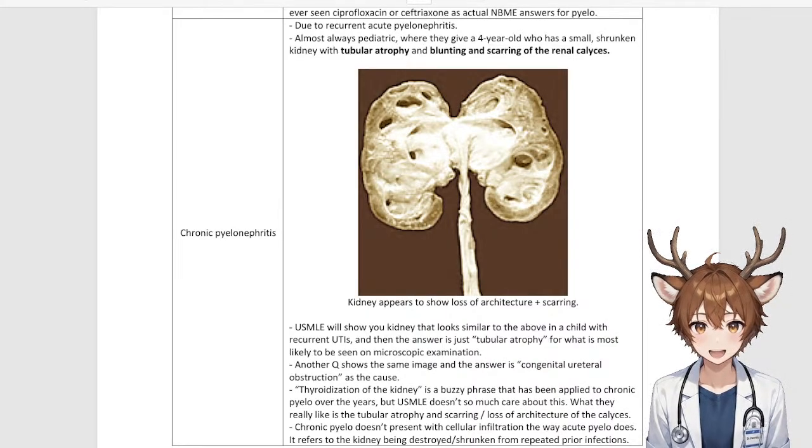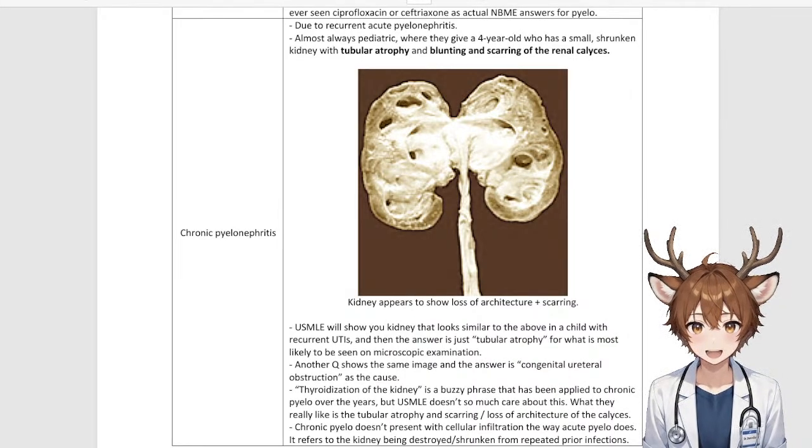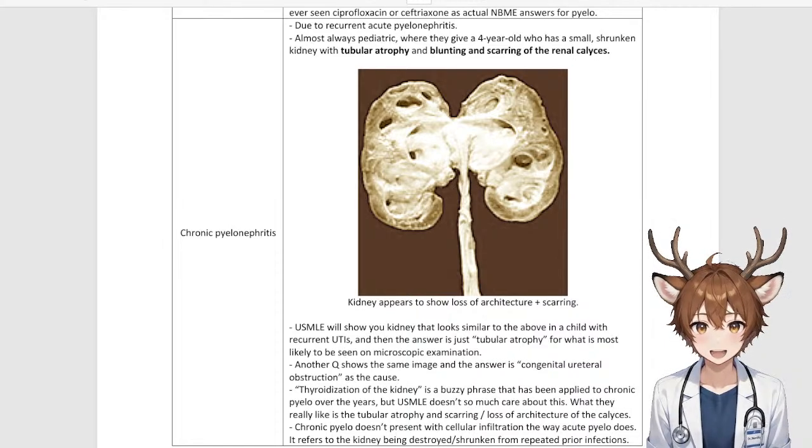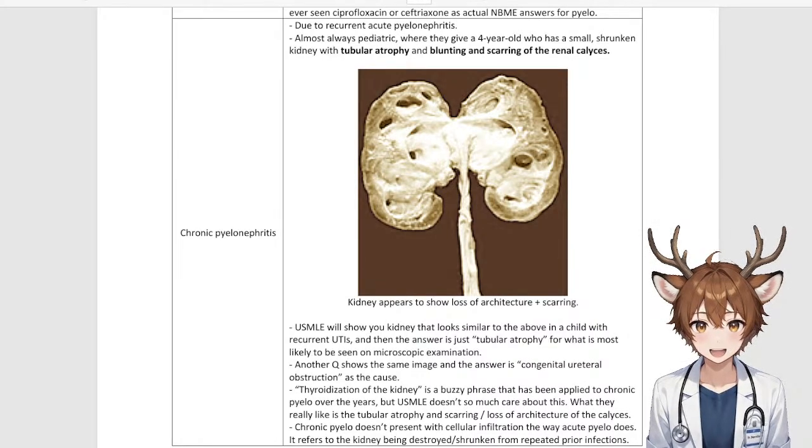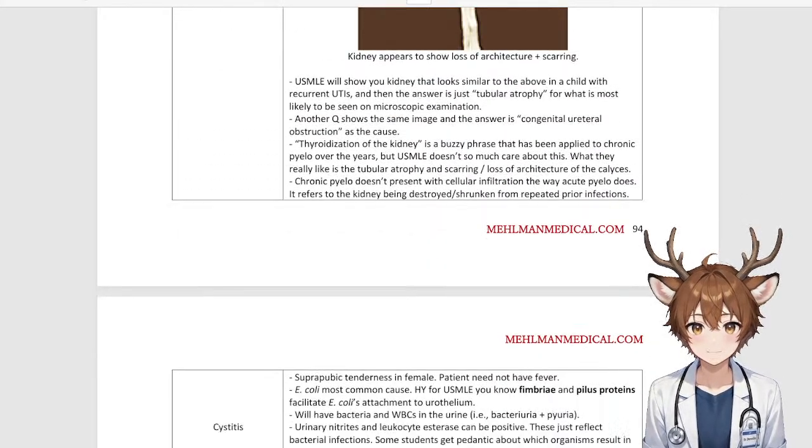Chronic pyelonephritis does not present with cellular infiltration the way that acute pyelonephritis does. It refers to the kidney being destroyed or shrunken from repeated prior infections. So think about these long-term effects for the case of chronic pyelonephritis rather than the acute presentation.